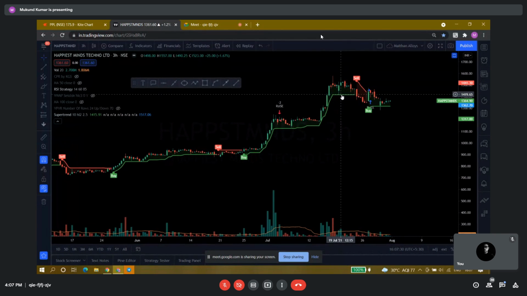It is not necessary that you have to exit once this is giving an exit. If you believe that this stock can do good, and you have that conviction, you can bet with this, you simply can go with this. This is simply a help. This indicator is simply a helping hand for you, so that you don't give back your profits in this market. You don't have to go blindly with this.